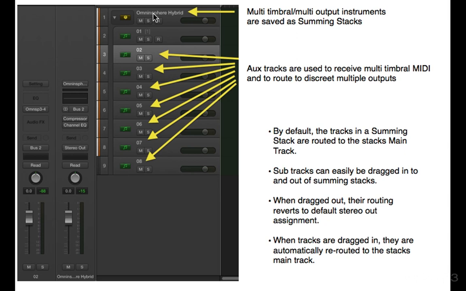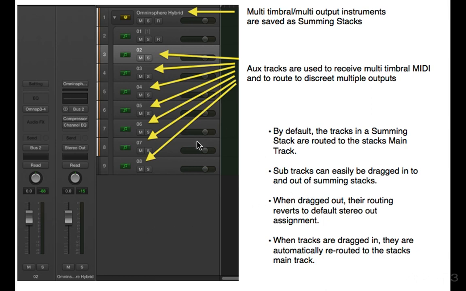Now, the subtracks, all the tracks contained within the summing stack, can easily be dragged in and out of the summing stacks. So that's great for workflows where you want to quickly click in from your library and call up these multi-timbral, multi-output instances, but you're not sure ultimately what sounds are going to be on each of the individual subtracks. So you can easily drag them in or out to either place them loose in your tracks area or into other stacks that you might be using for subgroups or stems or whatever.